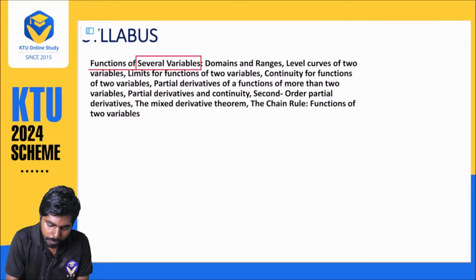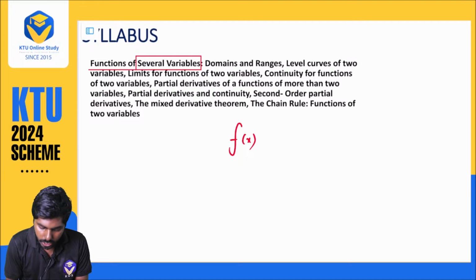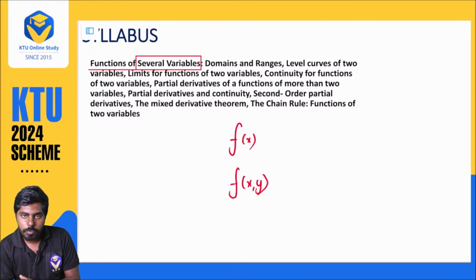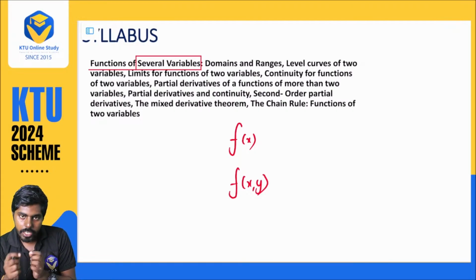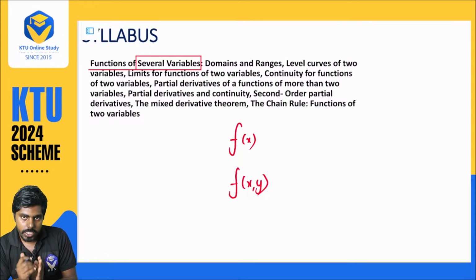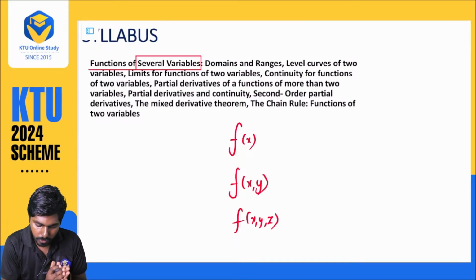That means in the previous case, in the first module, we learned about f of x, and here we will be learning about f of x comma y. That is called several variables. Several means more than one variable. Variable means what? X is a variable. So several variables means it is indicating x, y, or it can be f of x comma y comma z.